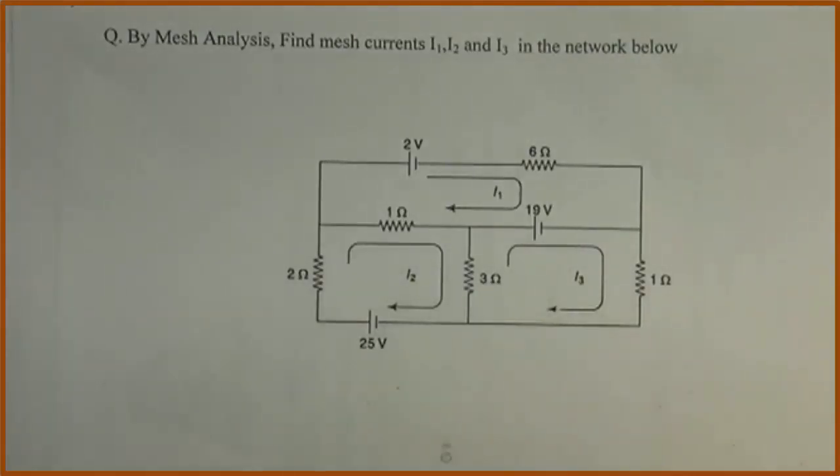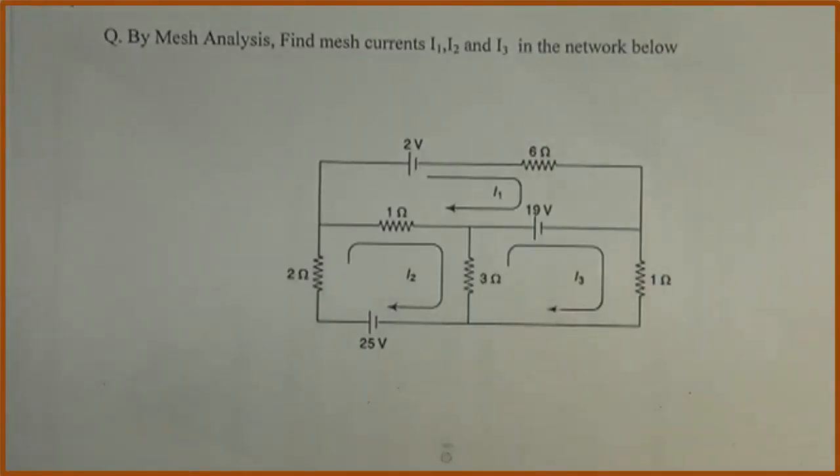In mesh analysis, we have to select loops or meshes for analysis of the problem. Kirchhoff's voltage law, that is KVL, is applied to each mesh in terms of mesh currents, and we write the equations in terms of unknown mesh currents. Once the mesh currents are known, the branch currents can be easily determined.